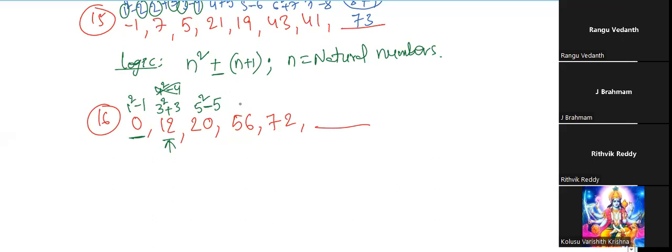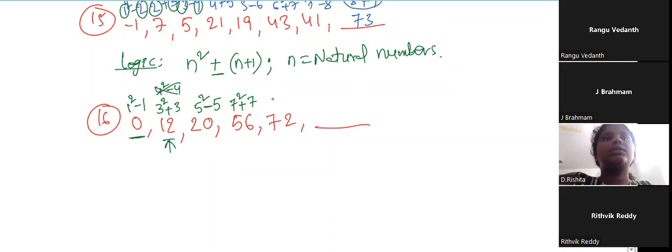After 1, 3, 5, what can we take? 7. 7 square is 49, plus 7 is 56, matching. Yes, sir. After 7, what can we take? 9 square is 81, minus 9 is 72. Then what about our answer? Tell me the numbers. Sir, 11 square, 121, plus 11 is 132. Correct.